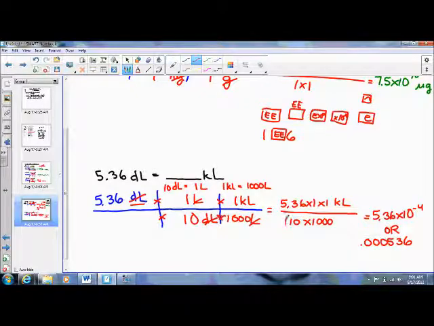Just a quick note: if you're multiplying two numbers in your denominator and they're not ones, put parentheses around them in your calculator. Otherwise, because your calculator follows order of operations, it would divide by this one and then multiply that answer by 1,000. Effectively, it would move this up into the numerator, so you're going to get an answer that's totally wrong.